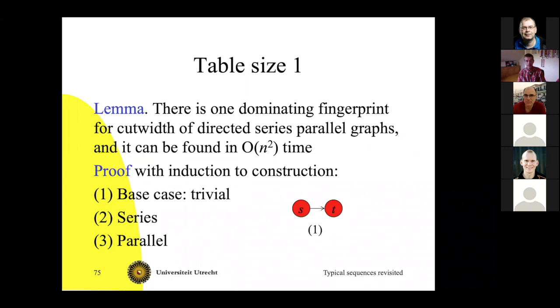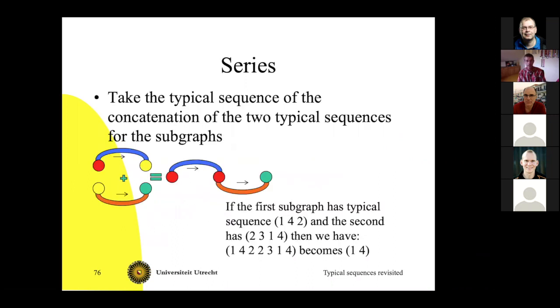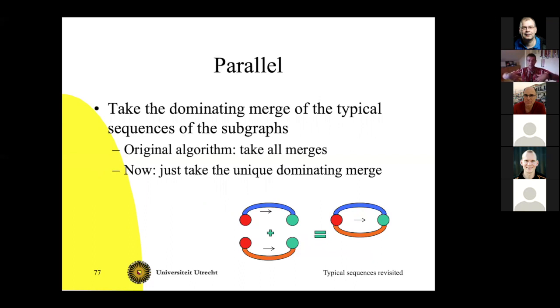And then you can see, by induction, that there is only one dominating fingerprint. And you can find it in linear time. We just have to do induction over the different operations used to build directed series parallel graphs. So the base case is trivial: we have just a cut of 1 and the typical sequence is of size 1. For series, well, this join of two series, you can just take the first typical sequence, append the second typical sequence, and then take the typical sequence of what you get when you append these. And it's not hard to see that this is actually the dominating typical sequence of this series composition.